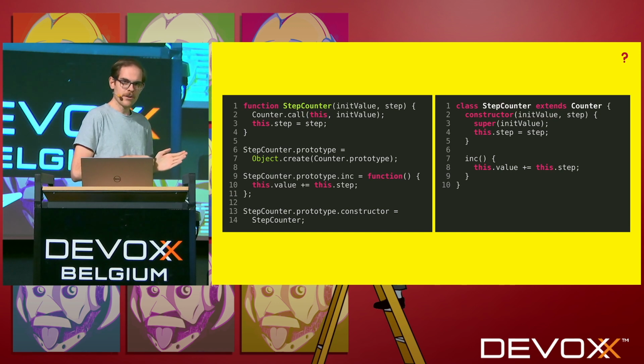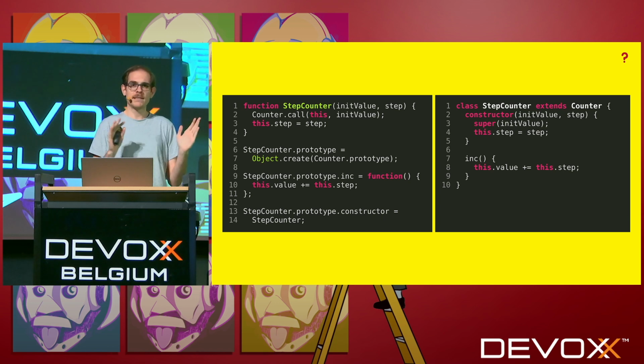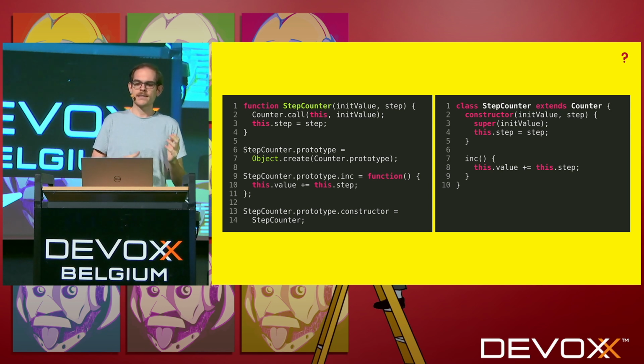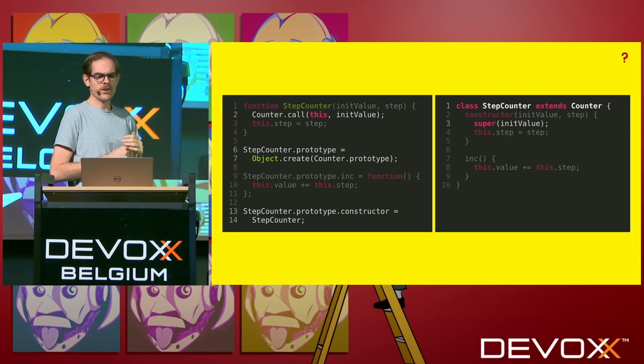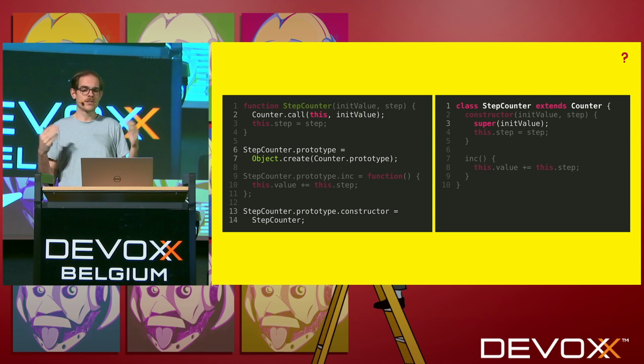Here's a StepCounter that inherits from the counter that we saw before. It's basically the same thing, but now we get the step of the counter as a parameter. So we are overriding the increment method. And as you can see, we have to do some pretty weird stuff with prototypes on the left, whereas with classes on the right, we just use the extends keyword and call super on the constructor, which is much nicer. It's like regular classes in other languages. That doesn't look really, really weird.